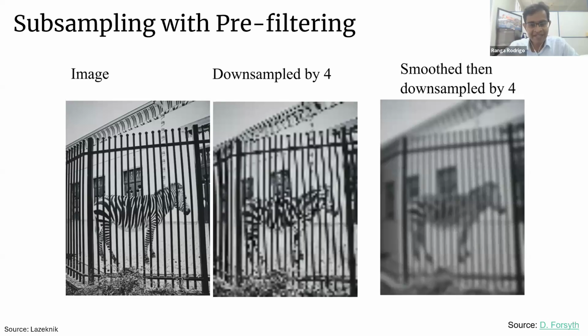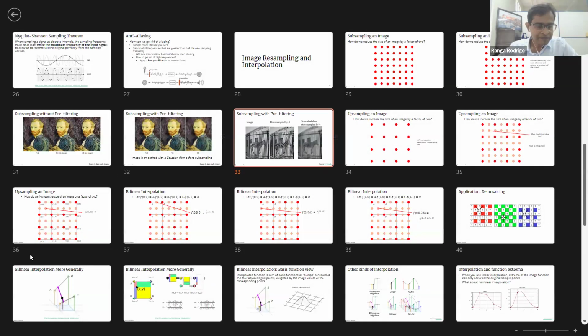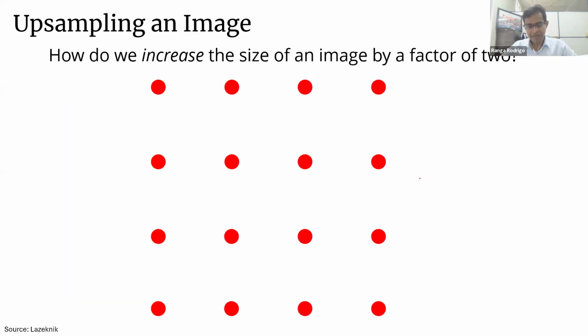A drastic example here: this one is horrible, right? This giraffe has appeared in a very horrible manner. See what has happened to the stripes of the giraffe. But here, because you do it after filtering, it's horrible too, but it does not contain bad, wrong information. Okay. Now the question is, how do you increase the size of the image by a factor of 2?